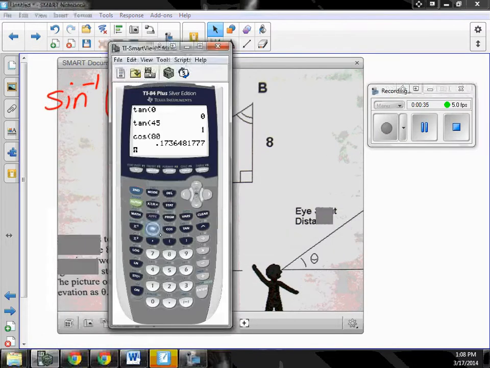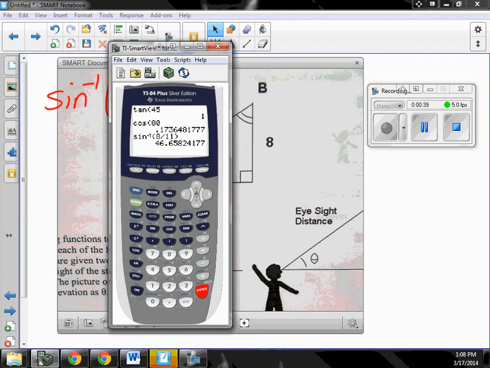So second sine inverse of 8/11, 46.6. What if I doubled the triangle? Sine inverse of 16 over 22. It's going to give me the same ratio, because as long as the sides are proportional, the angle doesn't change.